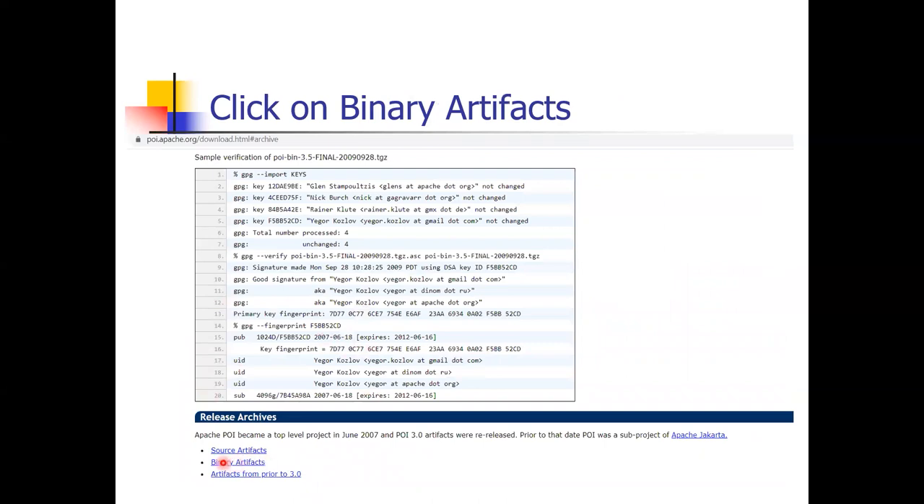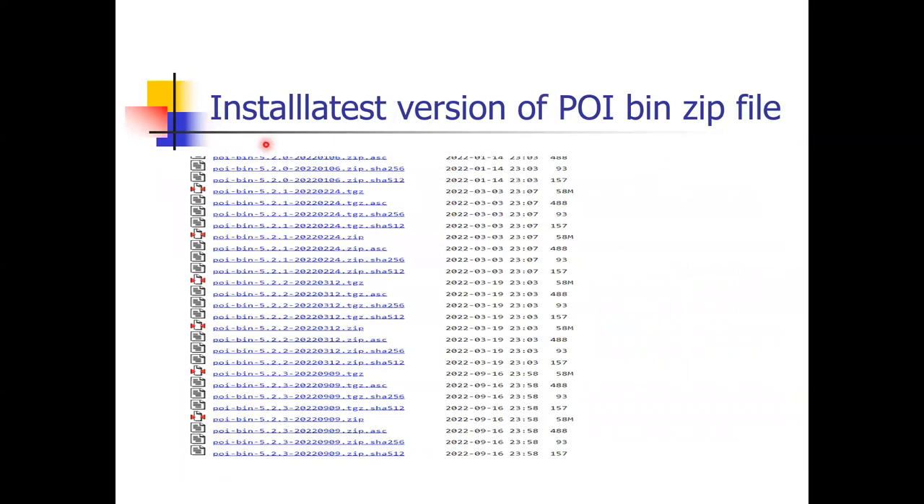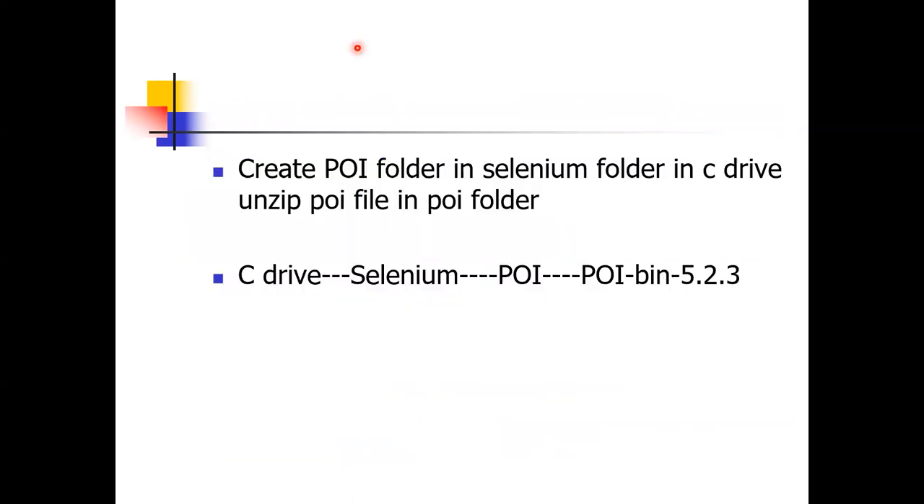Here, click on binary artifacts. Then the POI folders are there. Install the latest version, like here, the POI bin 5.2.8 zip file. This is the latest version. Install the latest version. Then extract this in the desired folder. I've already explained this.